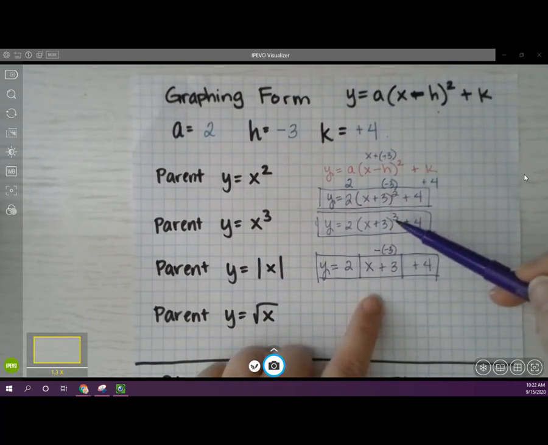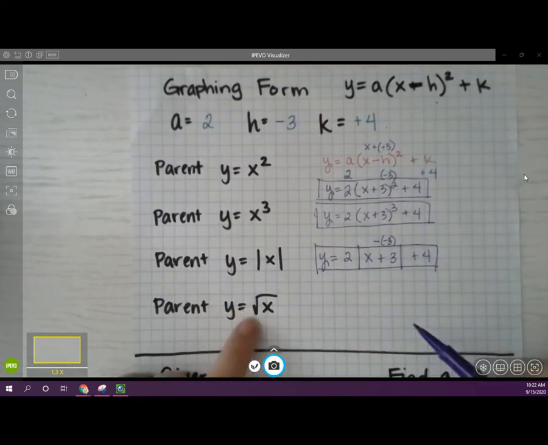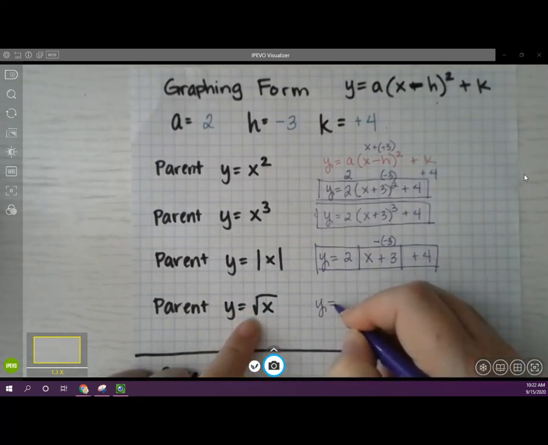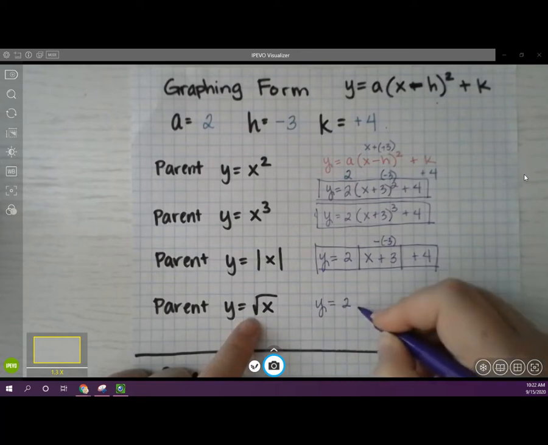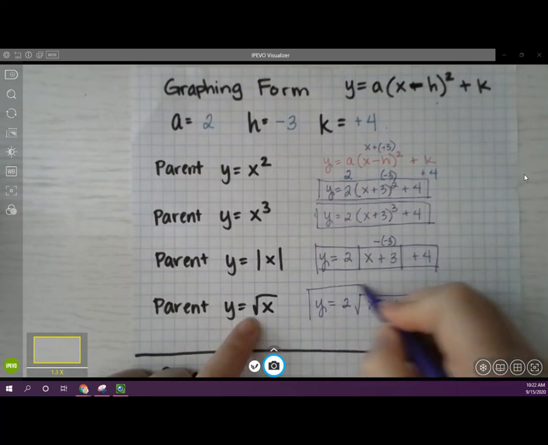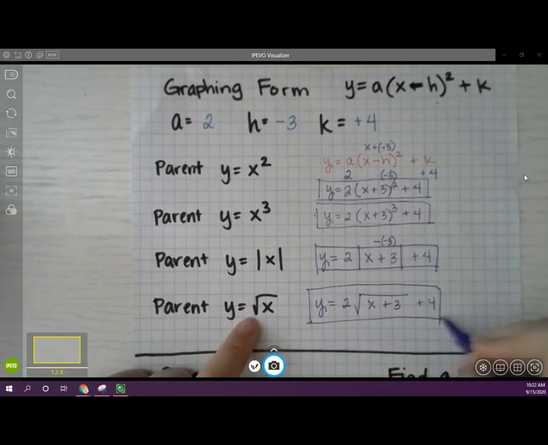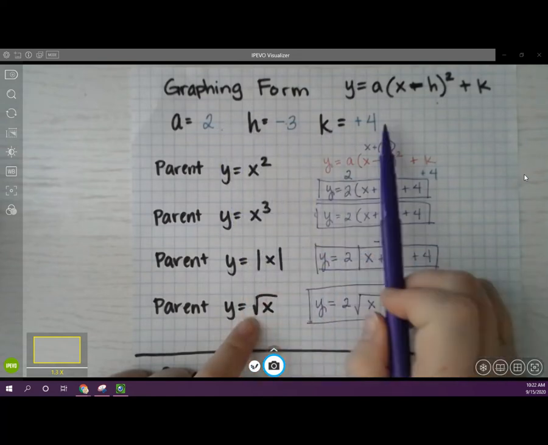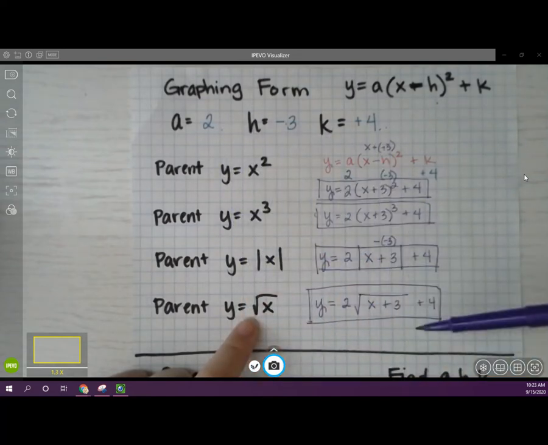Squared, cubed, absolute value. The last one is a square root, starting with y equals 2 for a, square root symbol, x plus 3, plus 4. And that is using the same 3 values for a, h, and k for 4 different parents. And these are your answers.